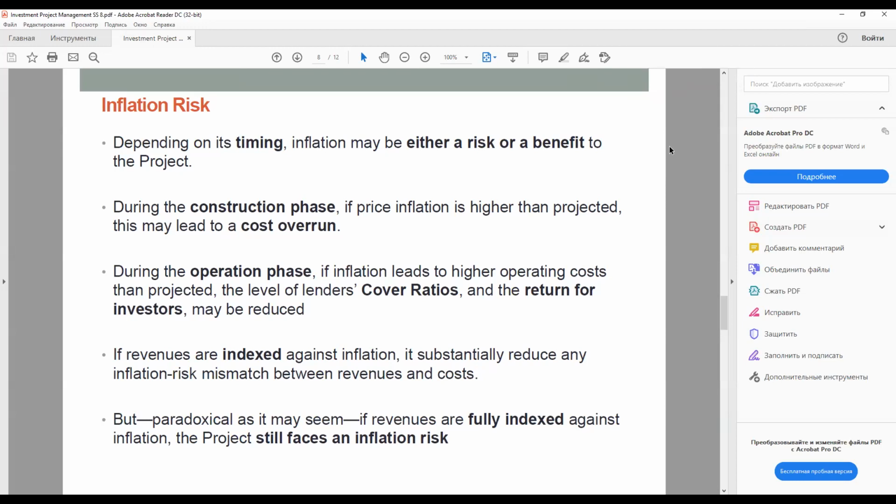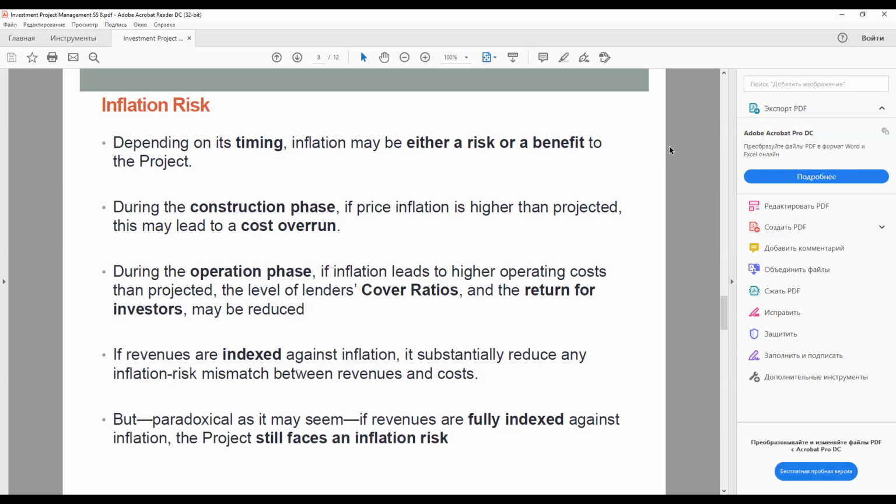During the operation phase, if inflation leads to a higher operating cost than projected, the level of lenders' cover ratios and the return for investors may be reduced unless this risk is hedged as we discussed previously. But if the project is just selling into a commodity market, the commodity price is likely to reflect the level of inflation and so provide a natural hedge.